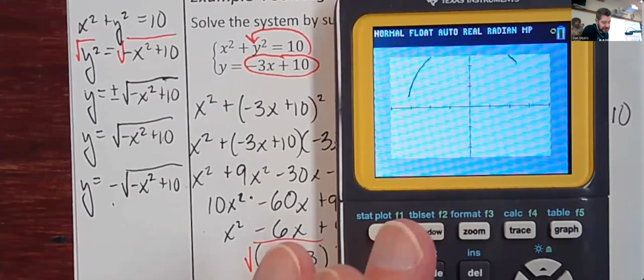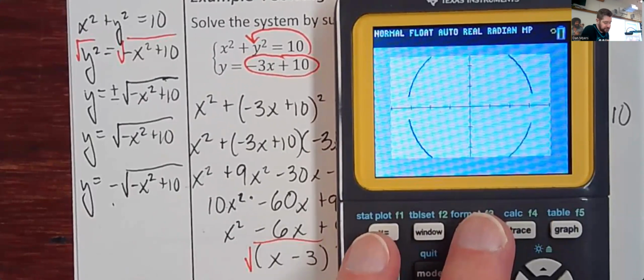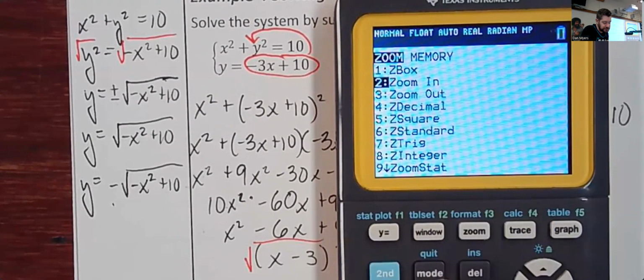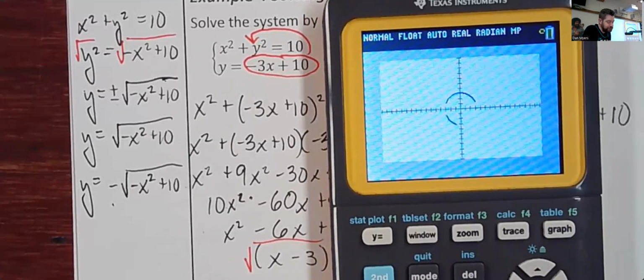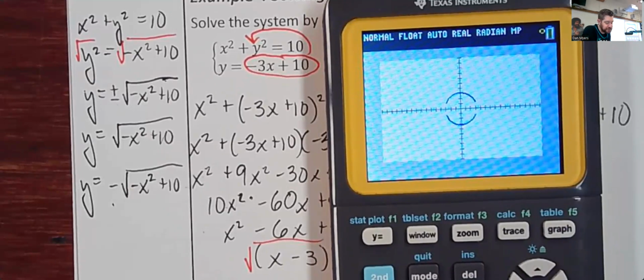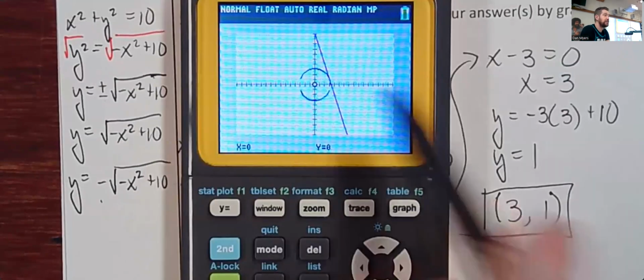If we go back to zoom and I square this out again, Z Square. Oh, I need to zoom out actually in order to make that happen. There it goes, right there. So that's what it looks like. We basically just verified that, yeah, this does in fact match with what we have going on.